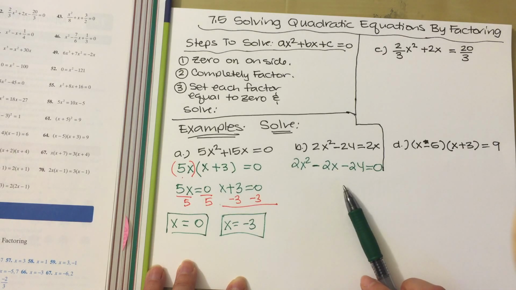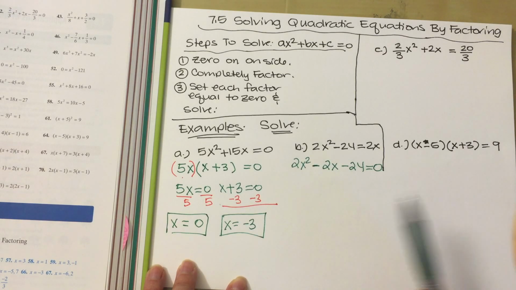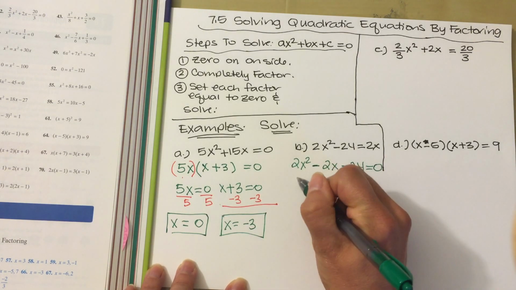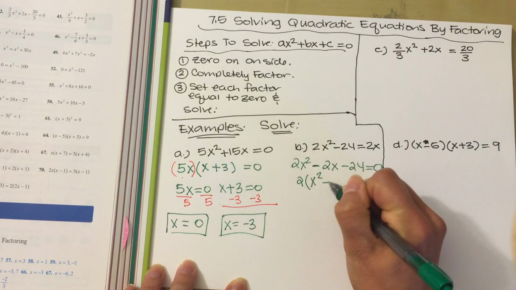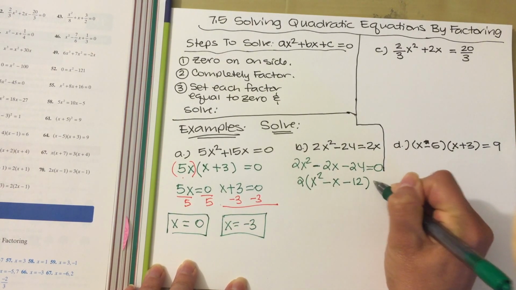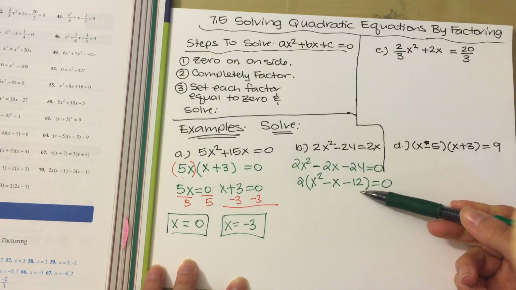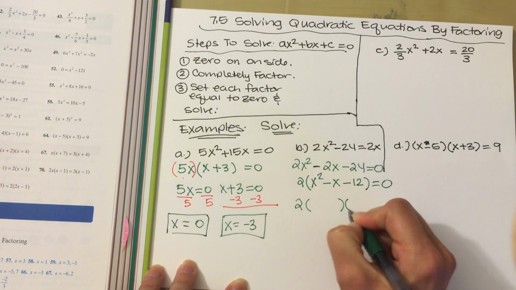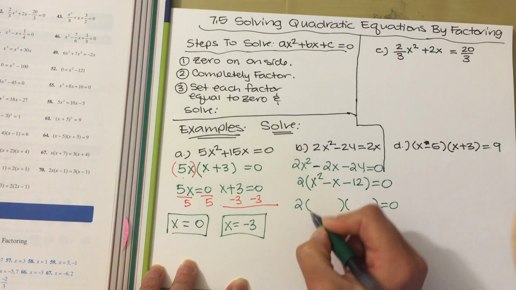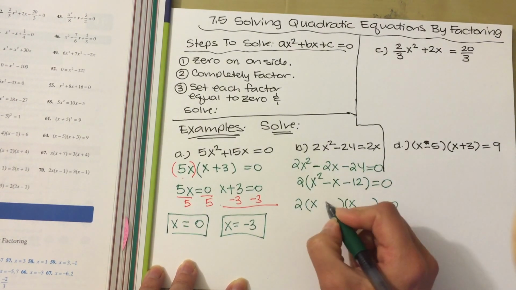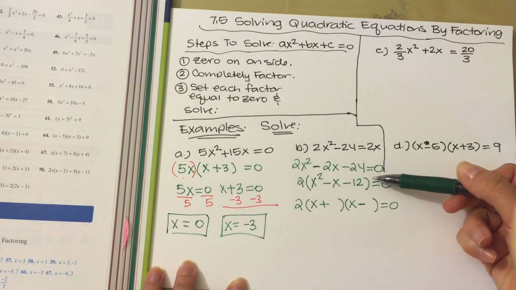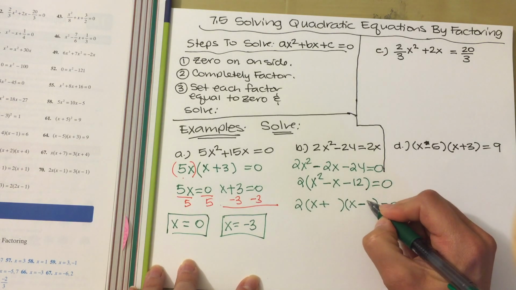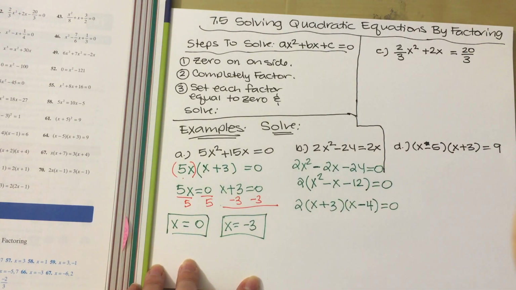We're going to do step 2, factor completely. Notice that we have a GCF of 2. We need to factor the trinomial. We use the same rules as before. X times x. We need opposite signs. Factors of 12 that give us a -1 are going to be -4 and +3.